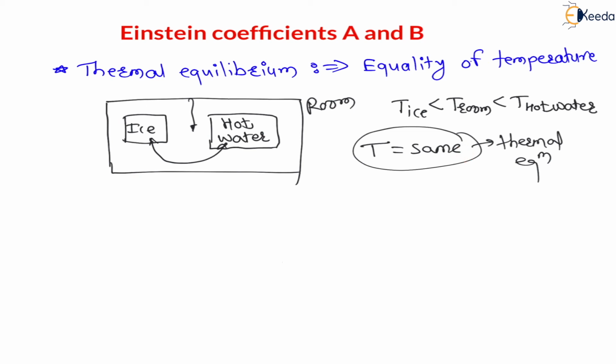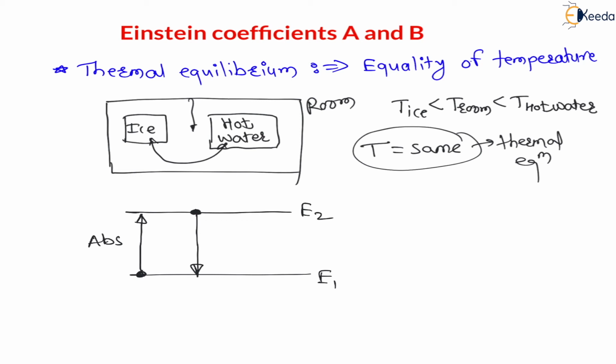So my dear students, for thermal equilibrium, the temperature at each and every location is the same. Similarly, consider a higher energy level E2 and a lower energy level E1. How to show this thermal equilibrium? Whenever an electron moves from the lower energy level to the higher energy level, this is called absorption. Whenever the electron moves from the excited state, that is the higher energy level, to the lower energy level on its own, it is called spontaneous emission. And whenever the electron moves from the higher energy level to the lower energy level with the help of an external energy supply, it is called stimulated emission.